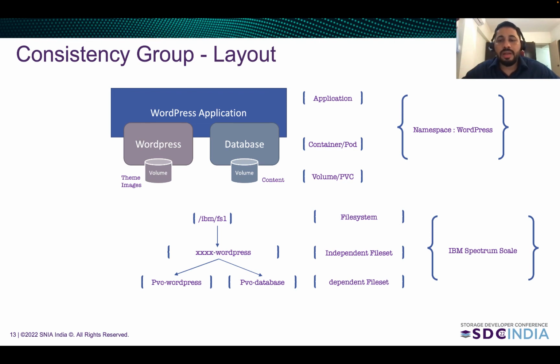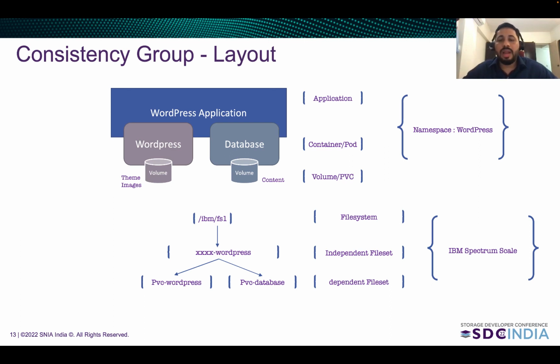Okay, so there is an independent fileset and then a dependent fileset. Consider these just as entities or directories in the file system. An independent fileset is an entity where you can take a snapshot, and at this time the file system gets quiesced, and then you have a consistent snapshot of all the content underneath it. So what exactly happens is, at T1, when the database volume snapshot was happening, it was actually taking a snapshot of the independent fileset, that is XXX WordPress.